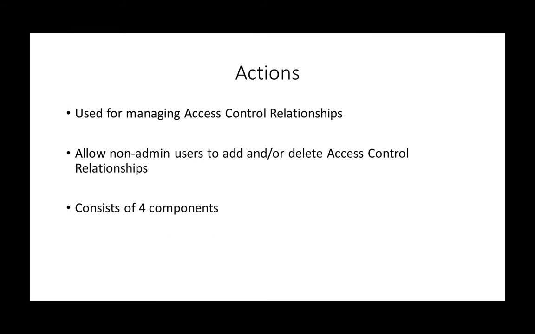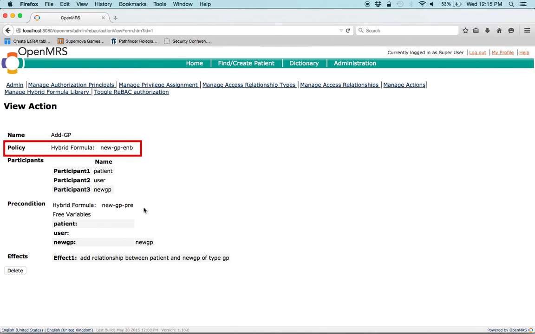For managing the access control relationships, we created a component called Actions. Actions allow non-administrative users to create and delete these relationships in a controlled manner. Each action has four components. The first component is the enabling precondition. This precondition checks for a relationship between the user who is trying to execute the action and the patient who is the target of the action. If the enabling precondition cannot be satisfied between the two, then the action is not available to the user.